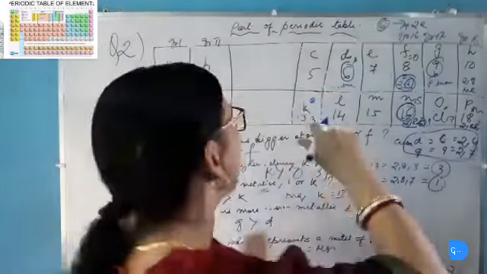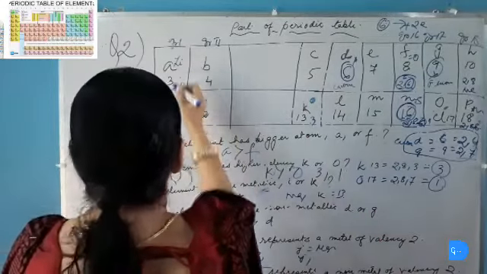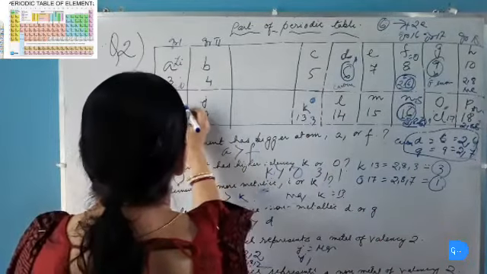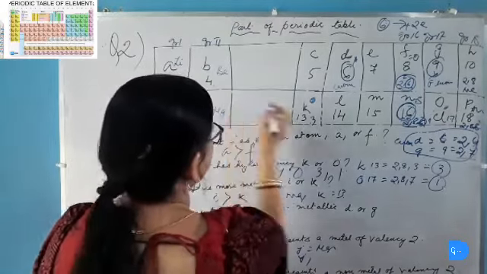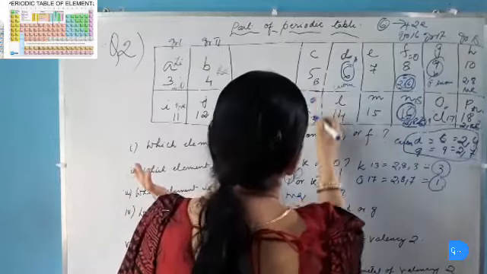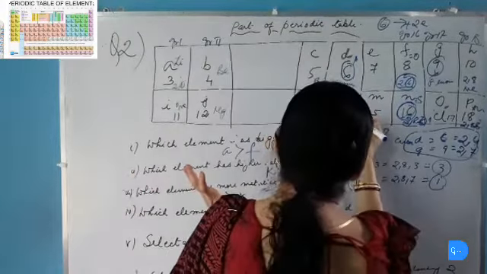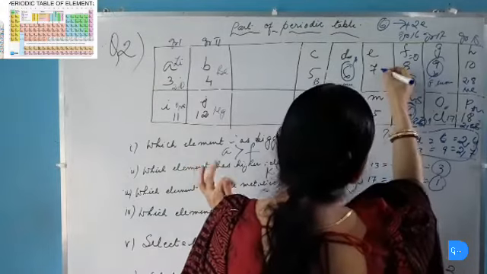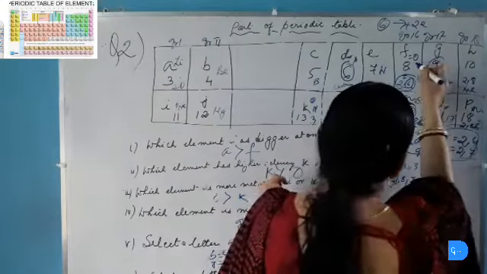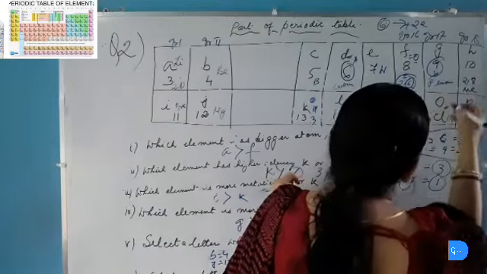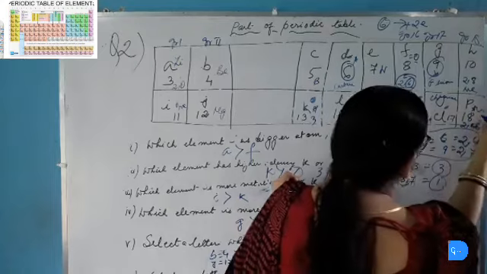Now we will try to find out the names of all the elements. This is lithium, having atomic number 3. This is sodium. This is beryllium. This is magnesium. This is boron, this is aluminium, this is carbon, this is silicon, this is nitrogen, and this is phosphorus, this is oxygen, this is sulfur, this is fluorine, and this is chlorine, and this is neon, and this is argon.